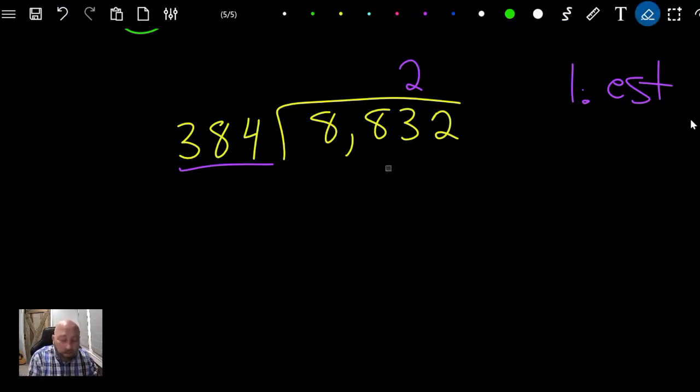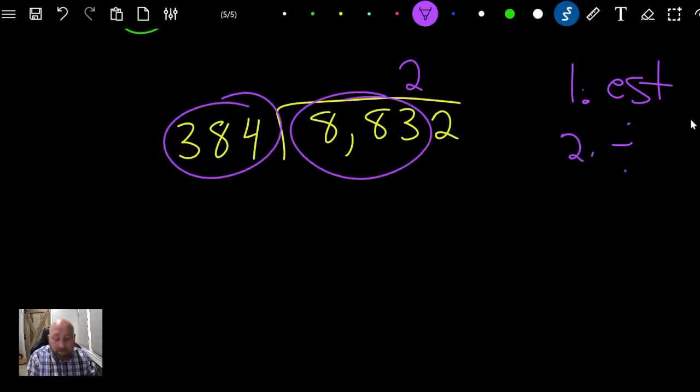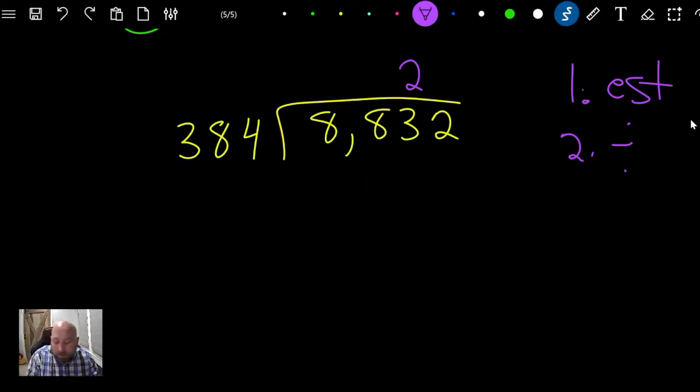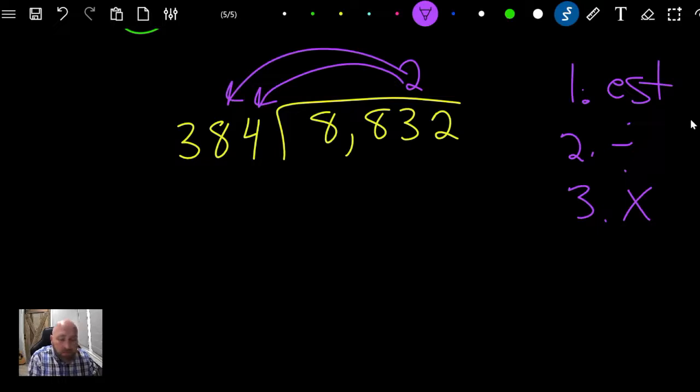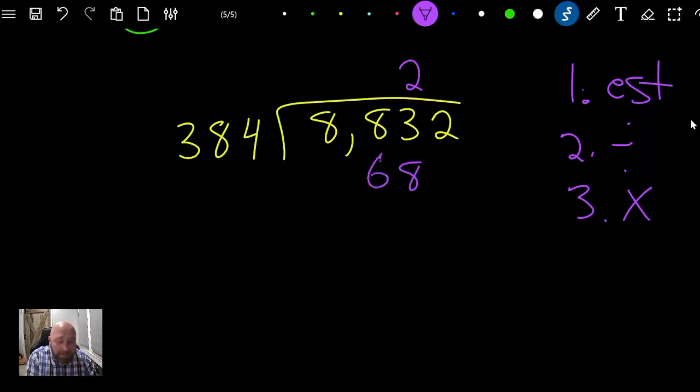Now what I want to do with the steps, step number 2, is divide. So you're actually going to divide this into this, right? Step number 3 is we want to multiply. I want to multiply this 2 times the 4, this 2 times the 8, and this 2 times the 3 and see what we end up with. So 2 times 4 is 8, 2 times 8 is 16, and then 2 times 3 is 6, plus 1 is 7, okay?